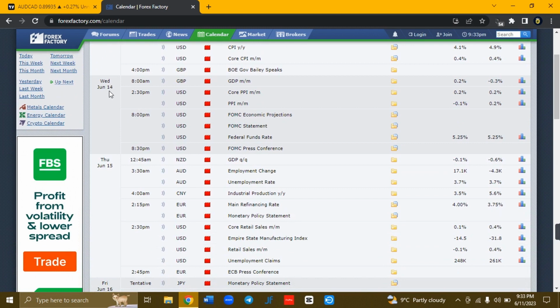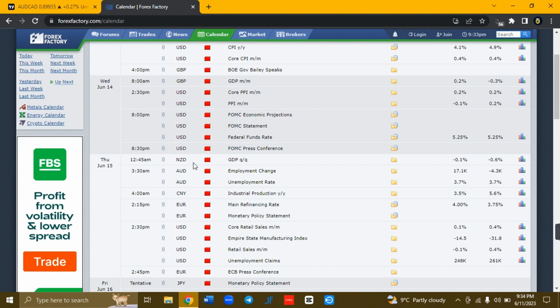And then Wednesday we're going to have a GBP GDP, not trading that, and then a USD core PPI. I'm not trading that fundamentally, but these are all to be considered, both if you are in a trade or you're anticipating to enter a trade around this time. Okay, and then FOMC, that's when I'm going to be trading.